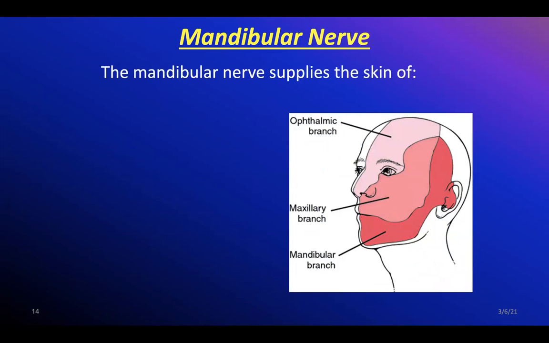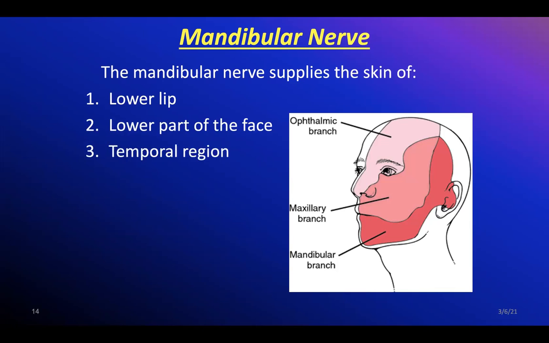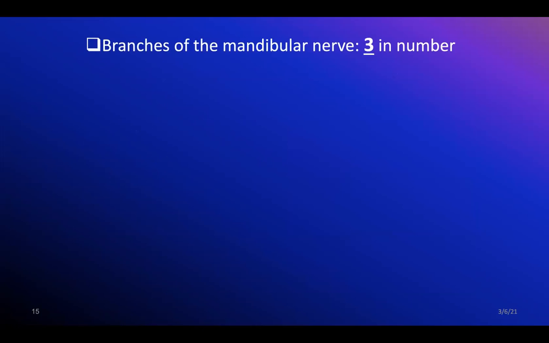We have the V3 or the mandibular division of the trigeminal nerve. The mandibular supplies the skin of the lower lips, lower part of the face, the temporal region, part of the auricles, all supplied by the V3. The branches, we have three main branches.